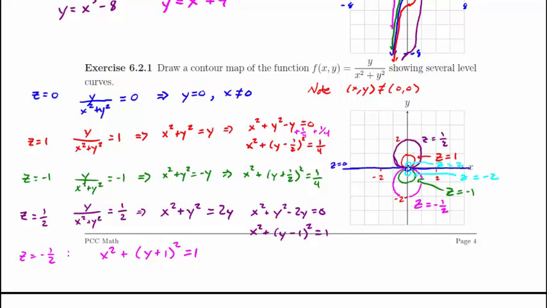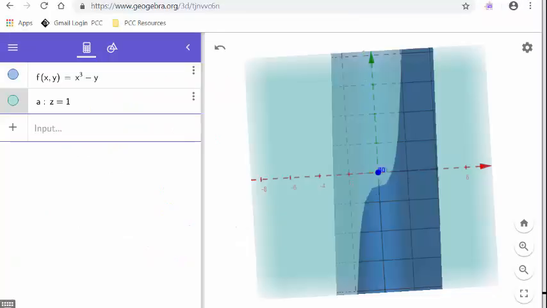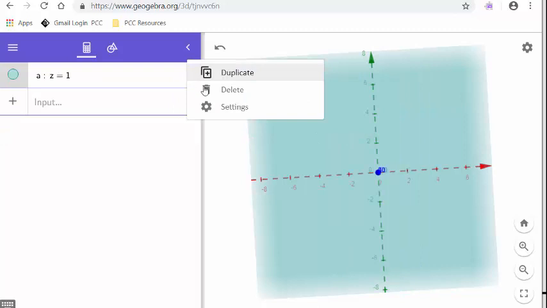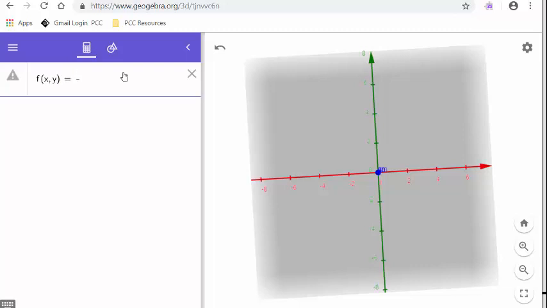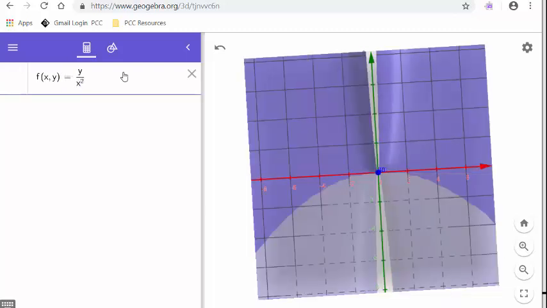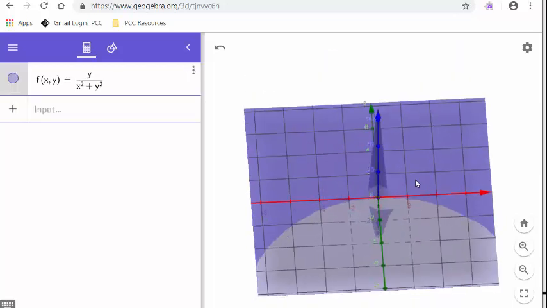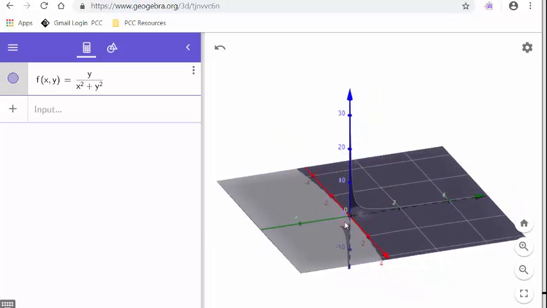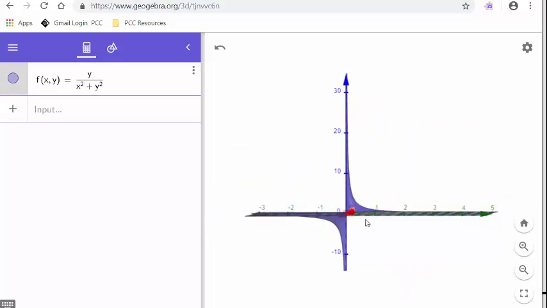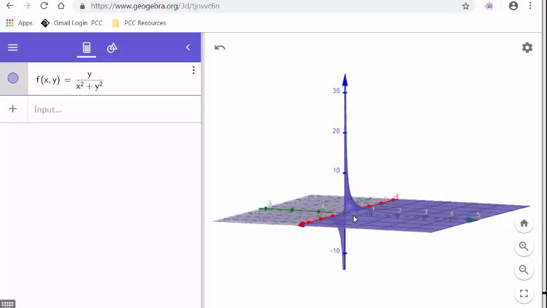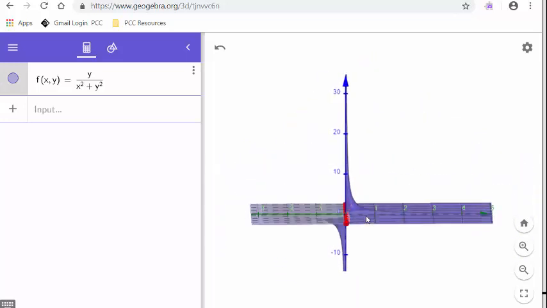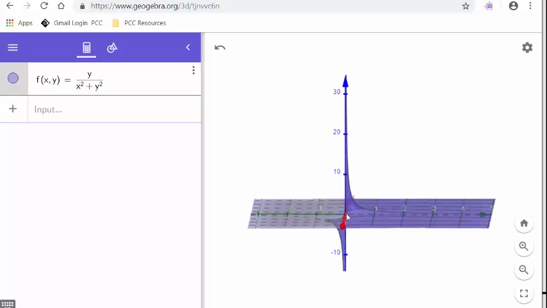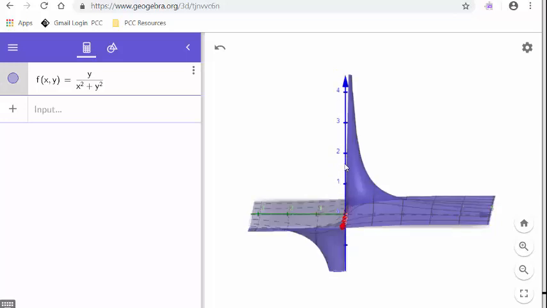Again, let's go ahead and just throw this into GeoGebra to give us a sense of what this looks like. Close out my previous ones. So f of x comma y equals y over x squared plus y squared. So we see these concentric circles. It's almost hard for GeoGebra even to get a good idea of what this is looking like. But we get elevations of, oh, I want to move my z. Here we go. This gives us a little bit better picture of what's going on.